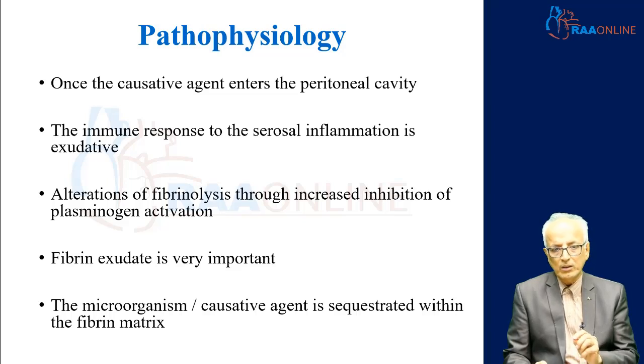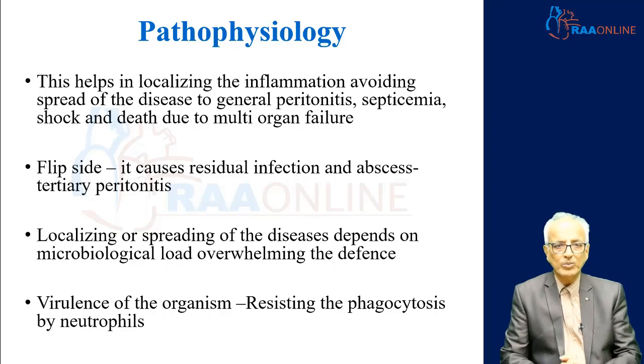As we said, there is an exudative response. Once the toxin is diluted by this fluid outpouring from the peritoneal surface, these causative agents can be carried to the rest of the peritoneal cavity either by respiratory movement or intrinsic visceral peristaltic movement. All that can be prevented if they are sequestrated within a fibrin matrix. So, this fibrin matrix helps in localizing the inflammation, avoiding the spread of the disease to general peritonitis.